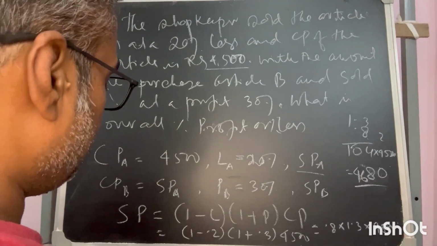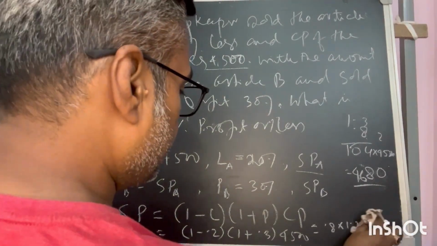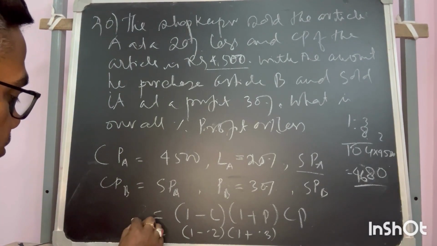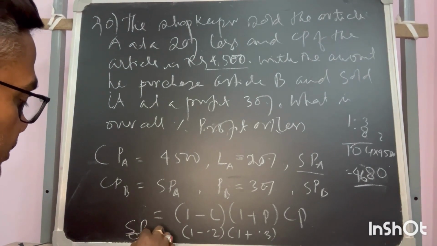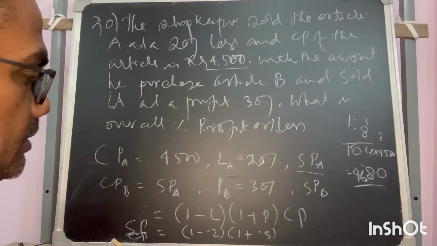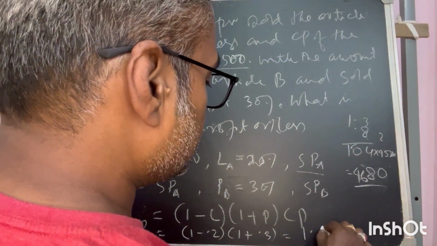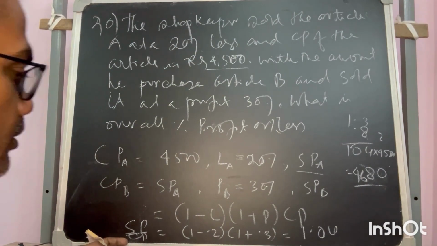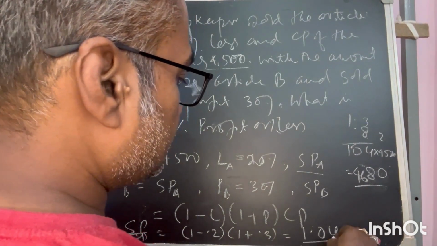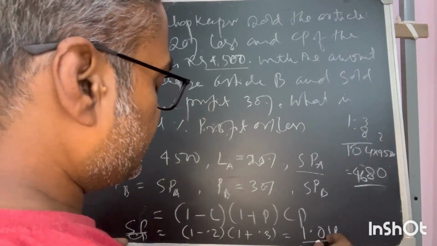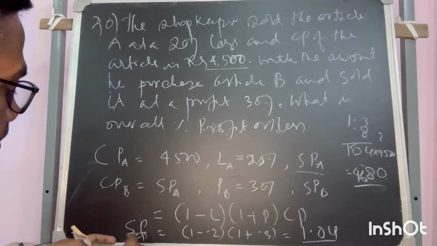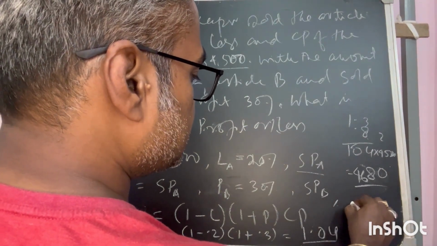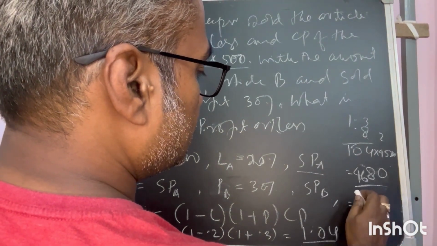So ultimately, we need to calculate the overall. So this is the SP upon CP. If I calculate, this will be the case where I will find this one. So what is overall profit or loss? Because it is crossing 1, so definitely it is making a profit, because the profit or loss percentage depends on 1.